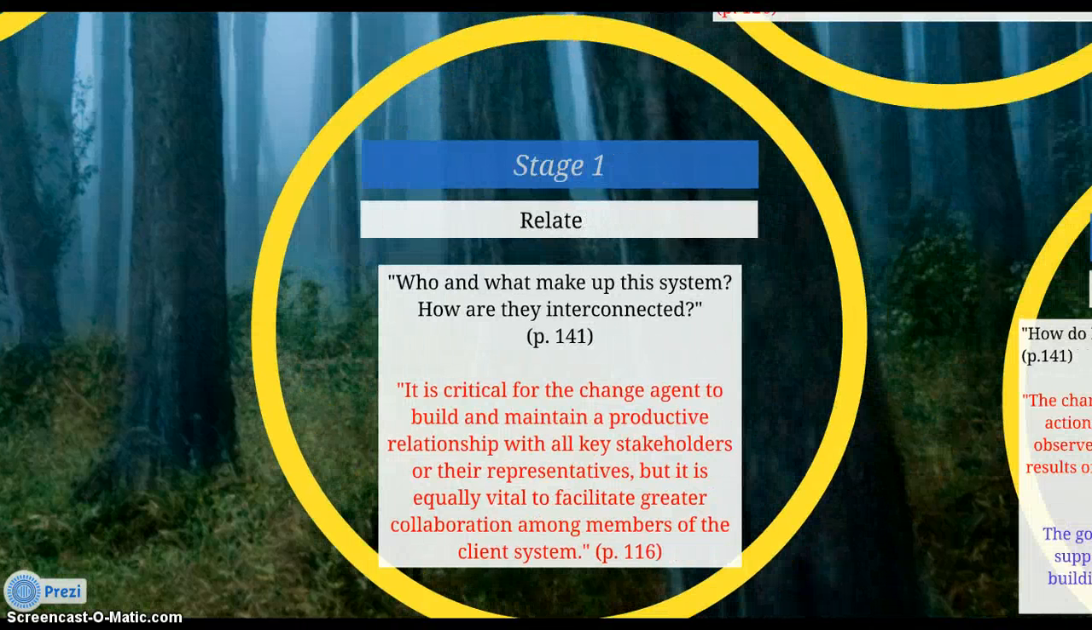Stage 1 is relate. It is during this stage that the change agent must build relationships with and among clients. The change agent is advised to become familiar with the norms and other characteristics of the system, and strive to build a network of supporters who are likely to be most effective in aiding the change effort. Activities in this stage focus on diagnosing barriers within the client system that are likely to preclude successful change. These activities, along with those in stage 0, lay the foundation for the analysis and actions to follow.